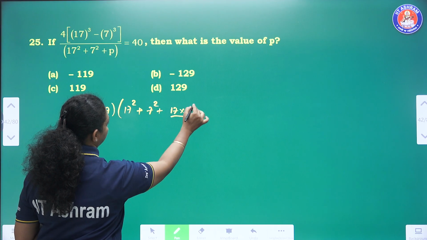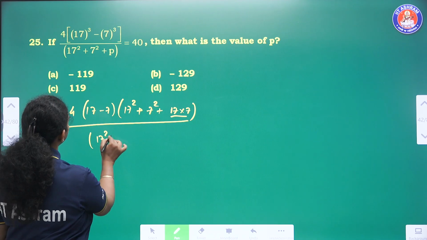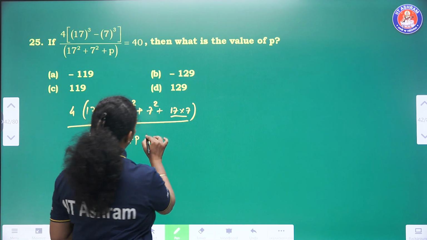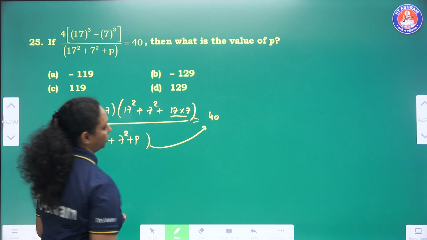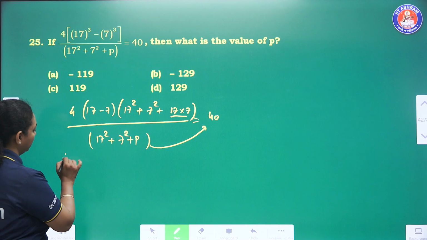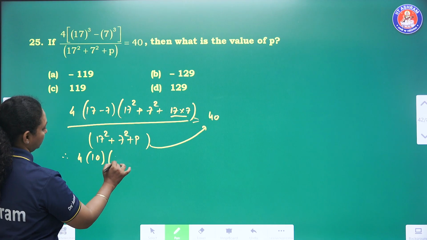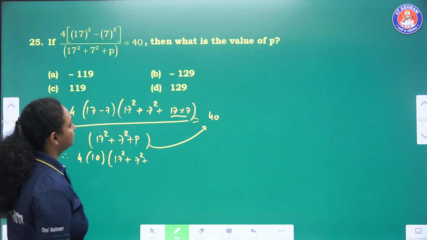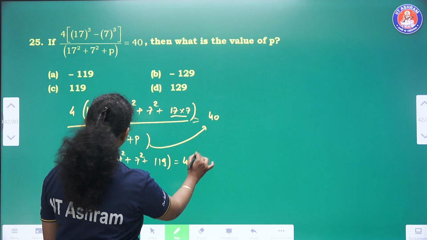Right? Divided by 17 square plus 7 square plus P, which is equal to 40. So if we shift to the right hand side, shift the lower denominator to the opposite side. So it is 4 into 17 minus 7, which is 10, is equal to 17 square plus 7 square plus 17 into 7, that is 119, is equal to 40 into.